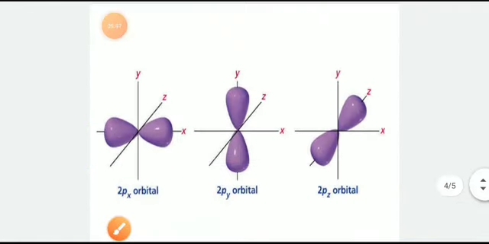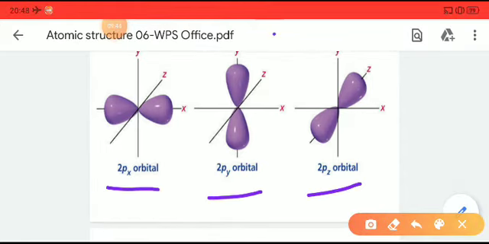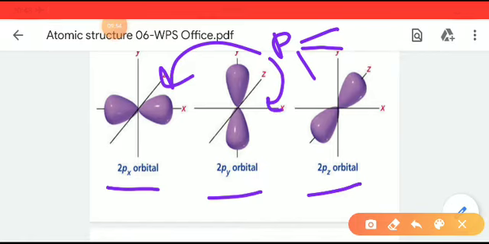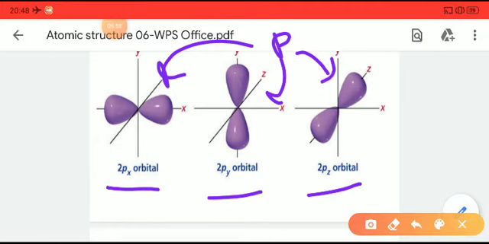We know the structure here, that is 2px, here 2py and here 2pz. I have also discussed that P is split into 3, that is 2px, 2py and 2pz. The shapes of all the p orbitals are right in front of you. You can see that.